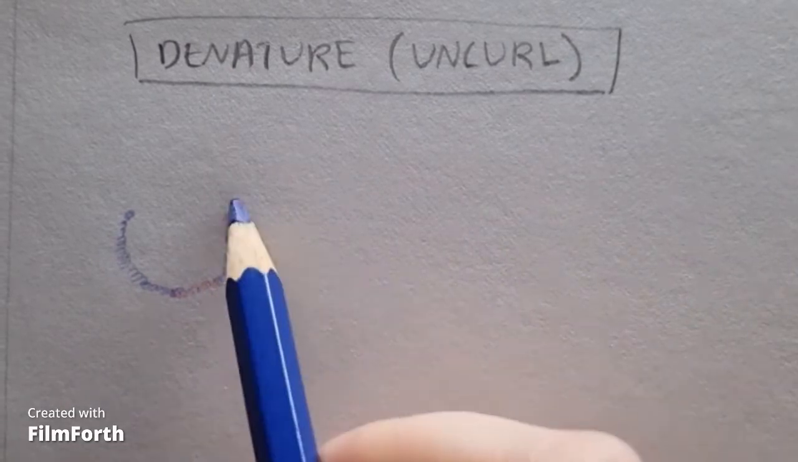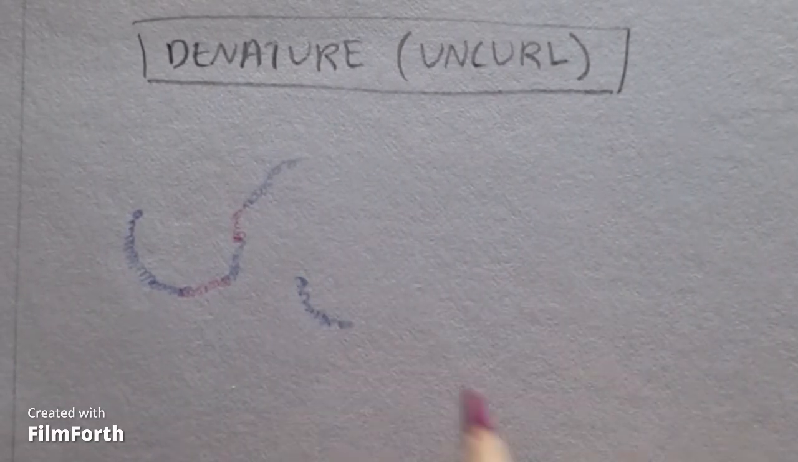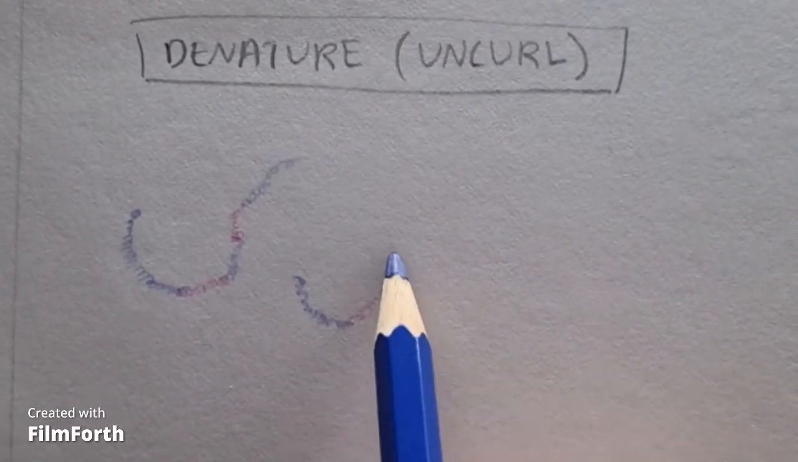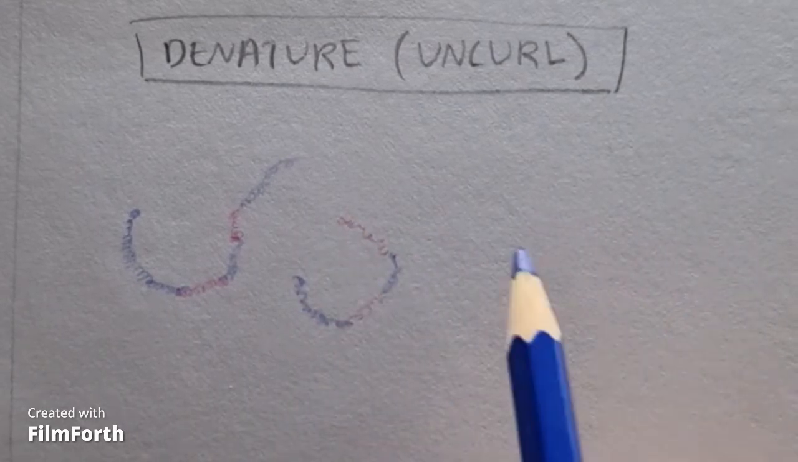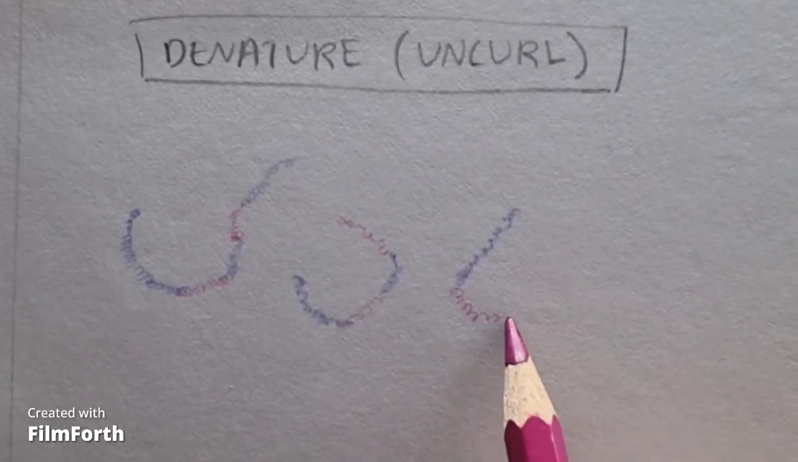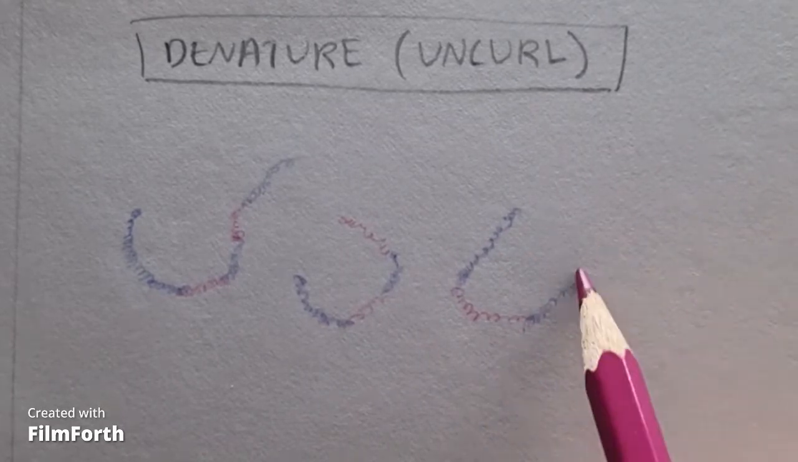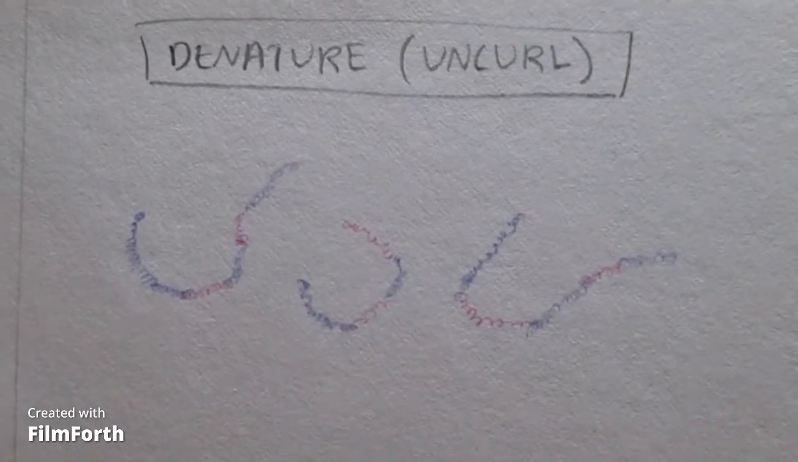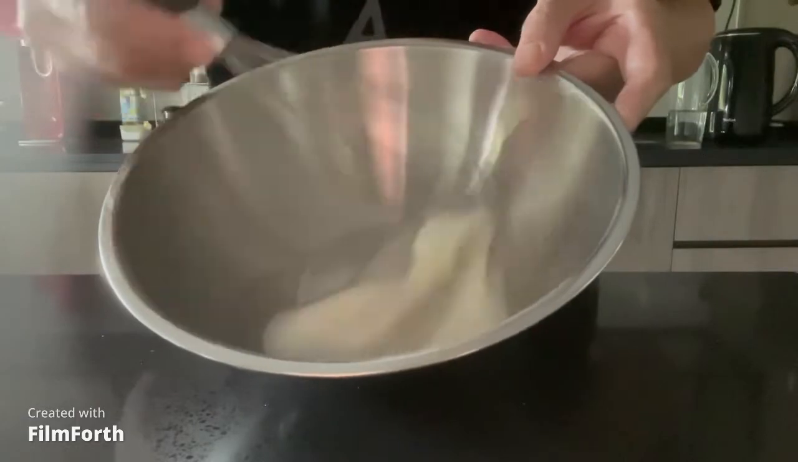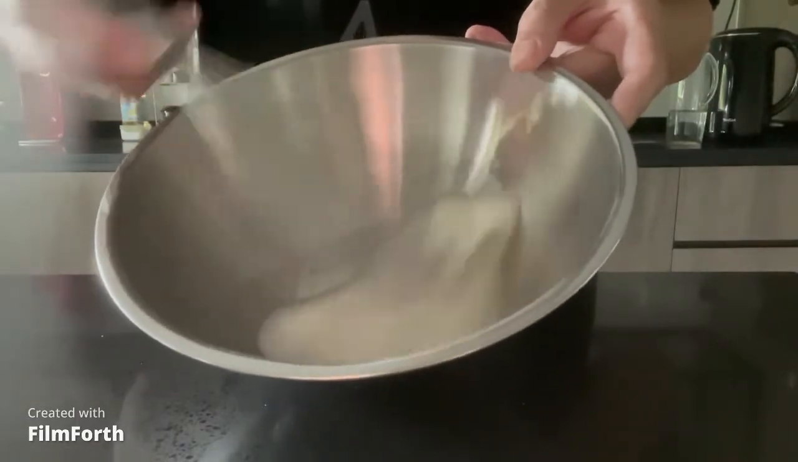This process is called denaturation. Only the secondary, tertiary, and quaternary structure is affected, as there is not enough energy to break the strong peptide bonds which form the primary structure of the protein. Here you can see the bubbles starting to form.